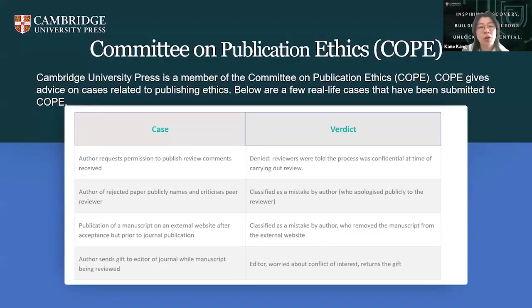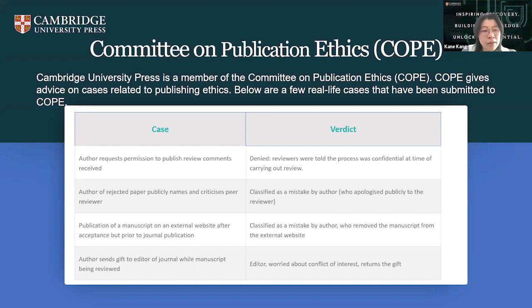So the Committee on Publication Ethics, COPE. I don't know whether you know this platform, this group. Cambridge University Press is a member of COPE. COPE gives advice on cases related to publishing ethics. Here are some real-life cases. We can have a look at some of them.